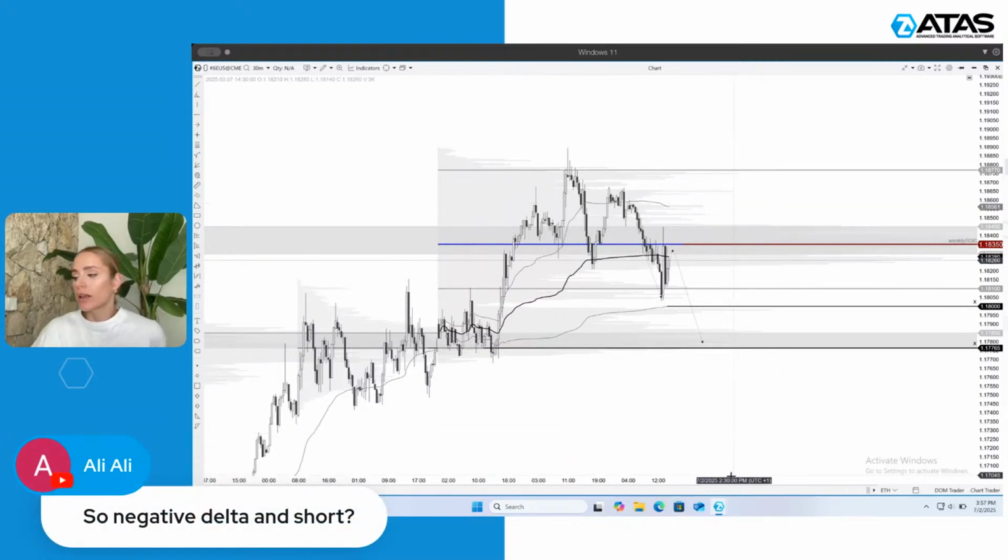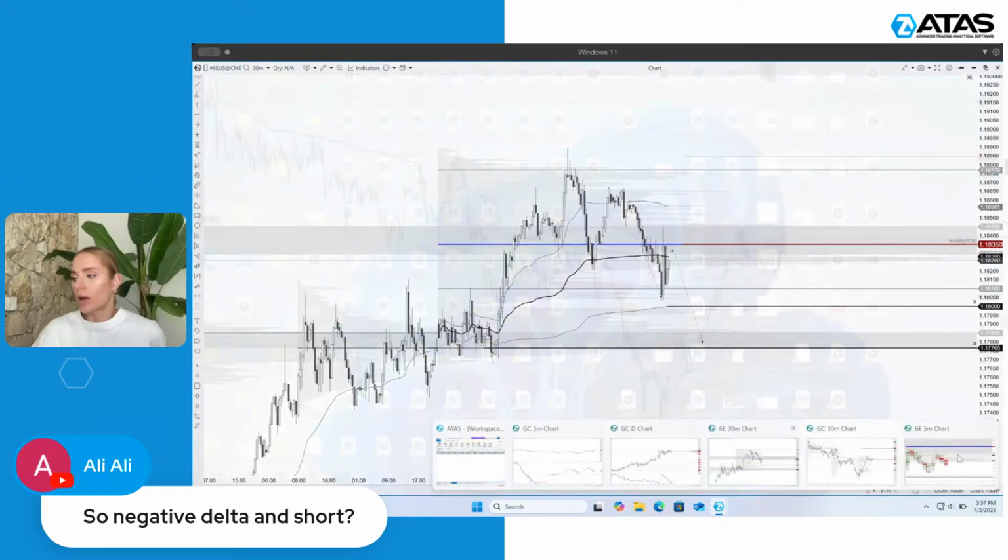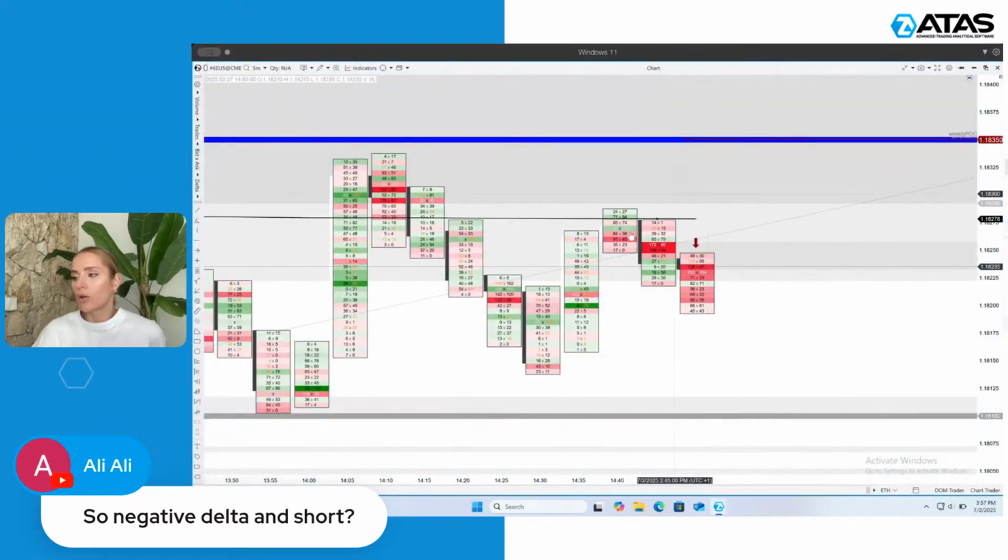Yes, I'm looking at the negative delta. So I don't always look for the P pattern or the B pattern. For some reason, my data is not connecting. I've been having difficulties with the stream today for some reason. Anyway, I'm using this specific high volume cluster, negative delta cluster, as a short confirmation in this case.